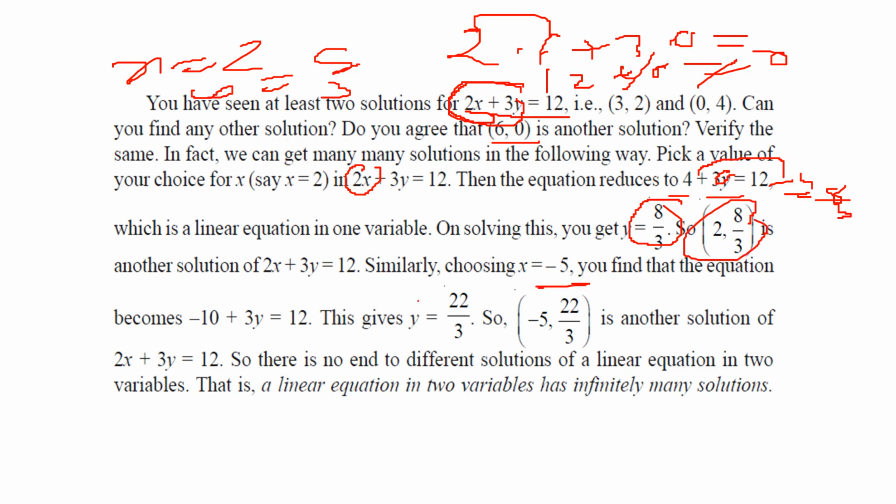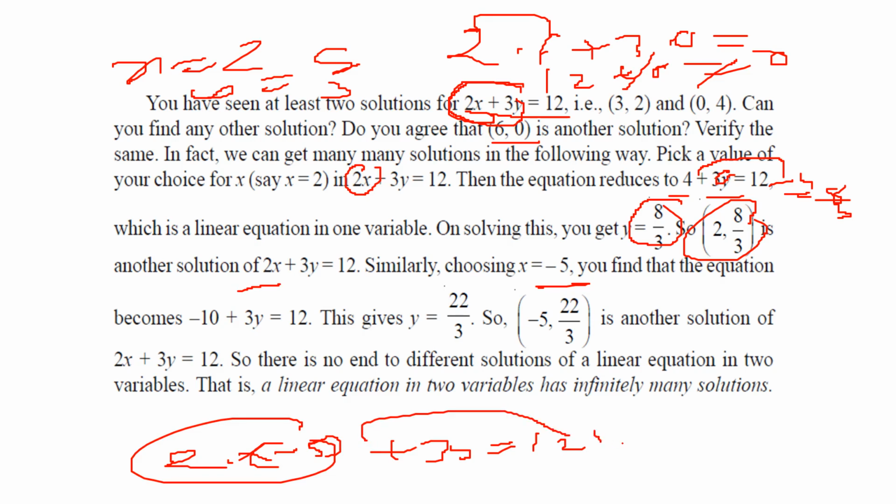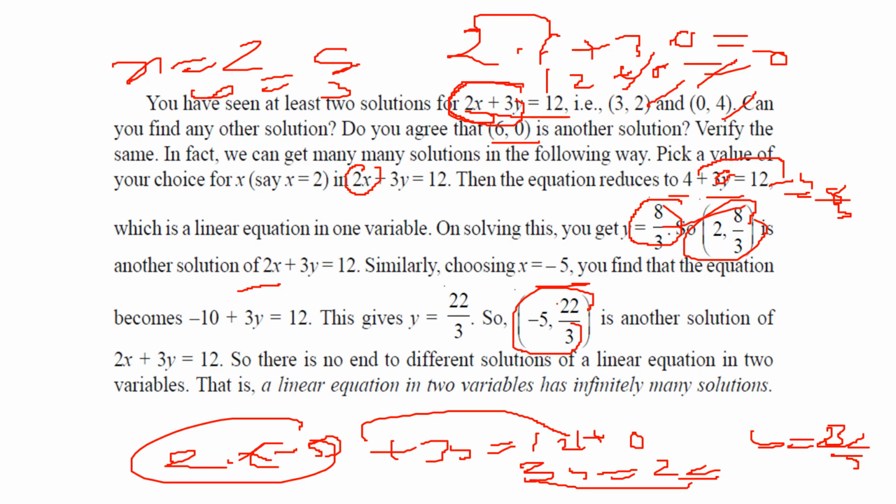Let us take x equal to minus 5. So I will put x equal to minus 5 here, 2 into minus 5 plus 3y equal to 12. This is minus 10, take minus 10 here, so it will be 10 added. So 3y will be equal to 22, y will be equal to 22 by 3. I am taking 3 in the denominator. Now if you put x equal to minus 5, you get another solution. So there are so many solutions: (3, 0), (4, 4 by 3), (2, 8 by 3), (minus 5, 22 by 3). So there are infinitely many solutions of a linear equation in two variables.